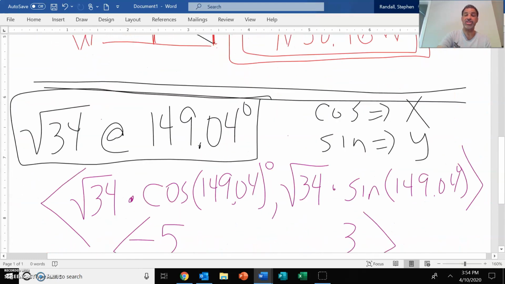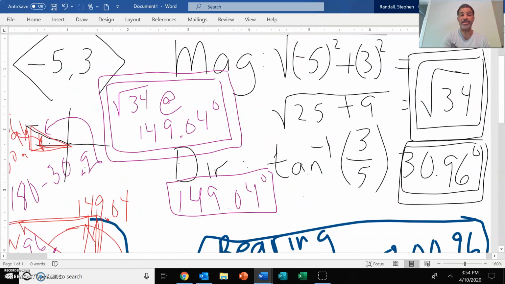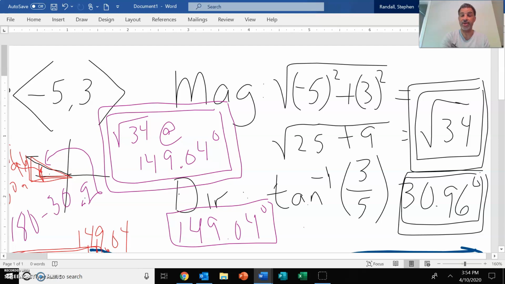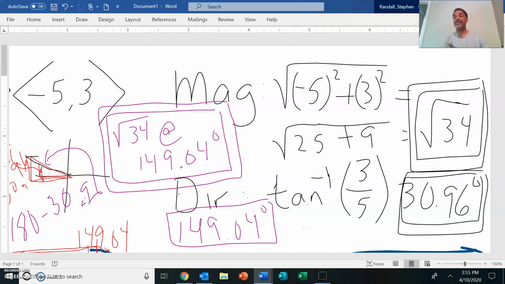So that's how you change from magnitude and direction to component form, okay? And from component form to magnitude and direction. And so that's what we're asking you to do on this particular worksheet.